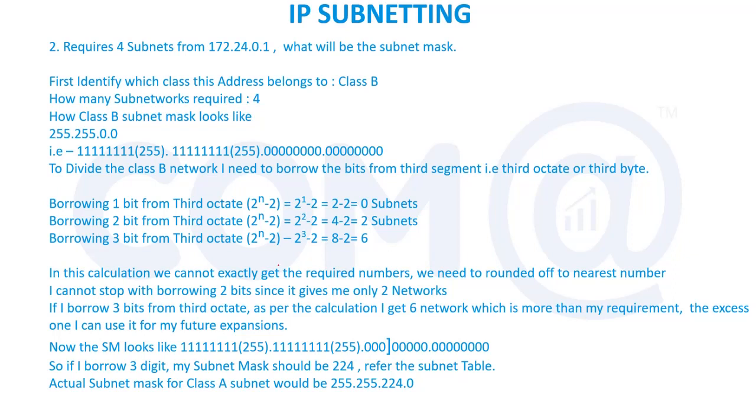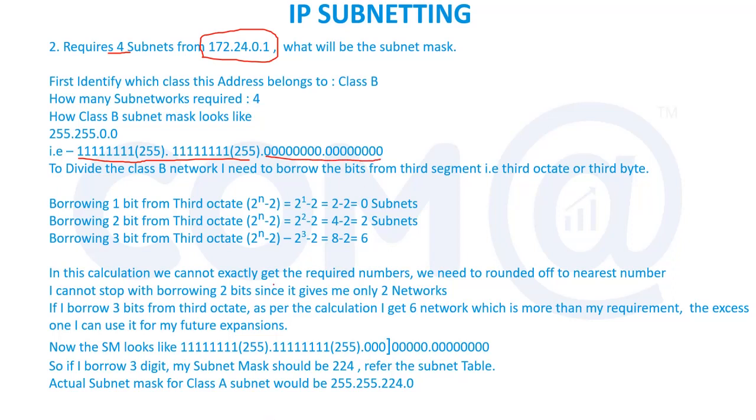It requires 4 subnets, the same type and pattern, but it is from class B. By seeing the IP address, you should have gone through the table now. I need 4 subnets and my IP address is 172.24, so it falls under class B. The class B default subnet mask is 255.255.0.0. It means the first two segments are the network portion and the second two segments are the host portion.